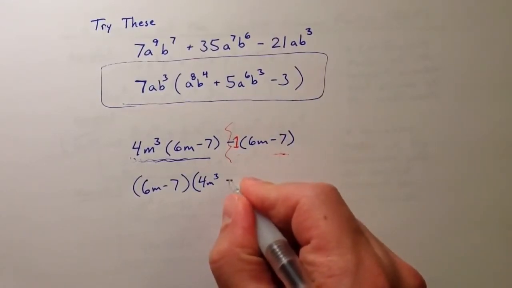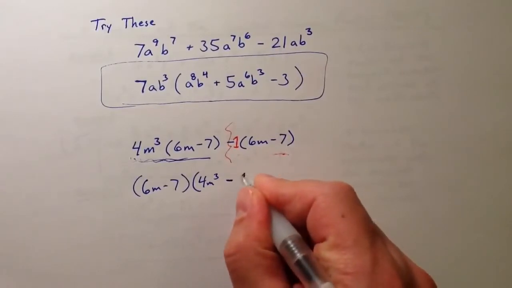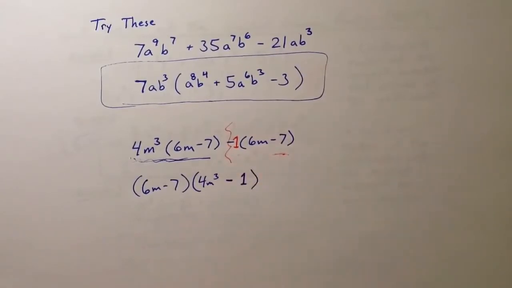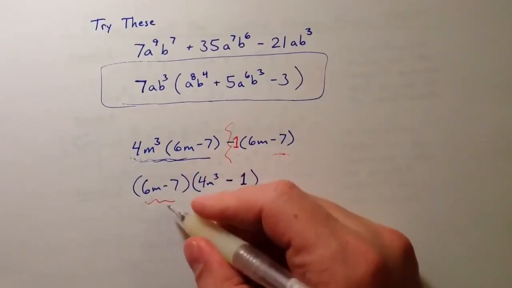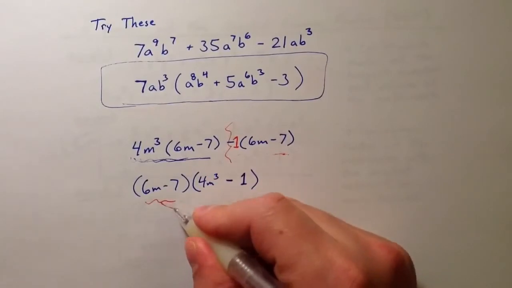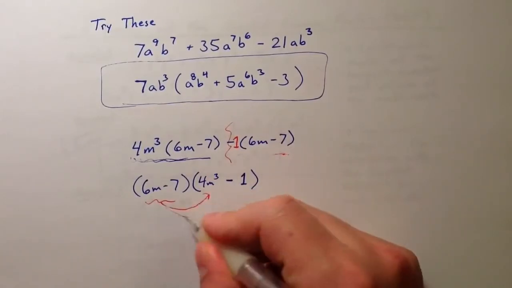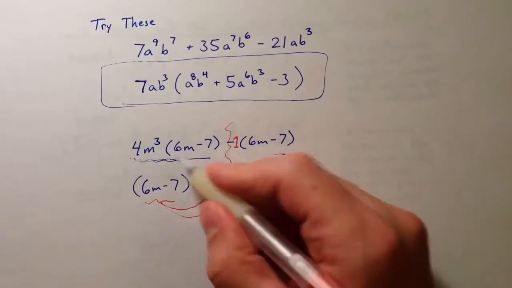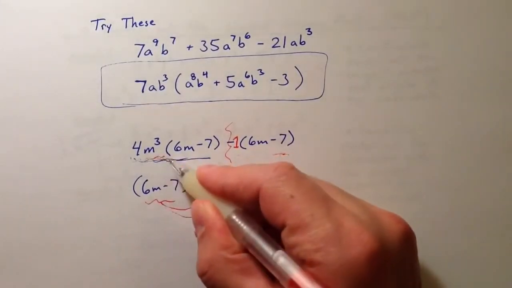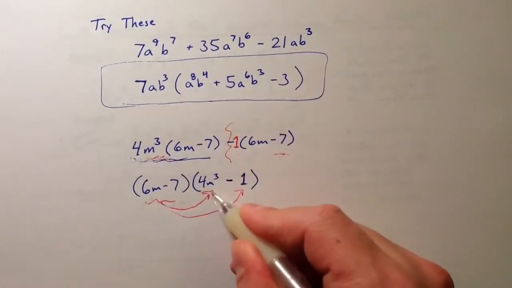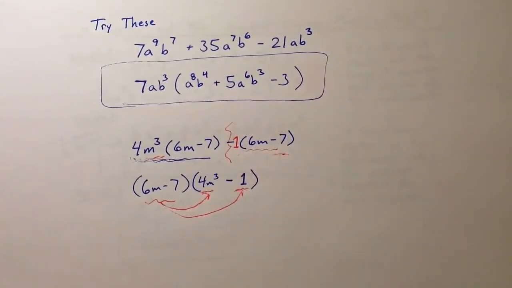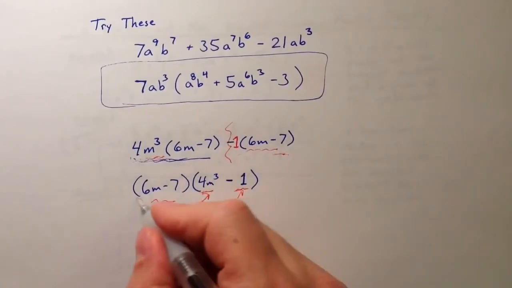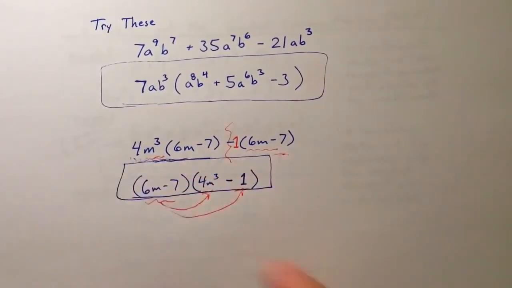And so then to create a placeholder that would make this equivalent, I would put a minus 1 at the end. To check our work, 6m minus 7, if I multiply it back out, gets multiplied times 4m cubed, and then also times negative 1. And so the factored answer would be that.